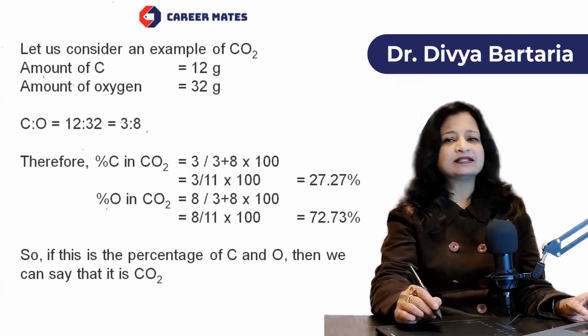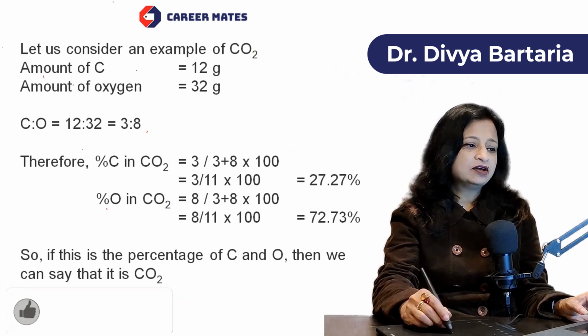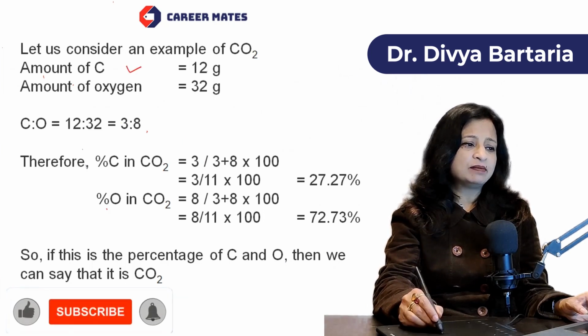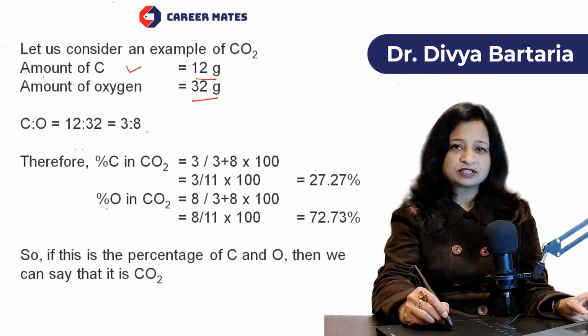Now let us consider another example. We are going to consider example of carbon dioxide. Now in this case you can see amount of carbon is 12 gram, amount of oxygen is 32 grams. So what is the ratio of carbon and oxygen here?